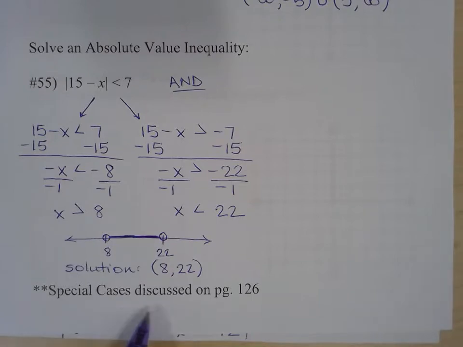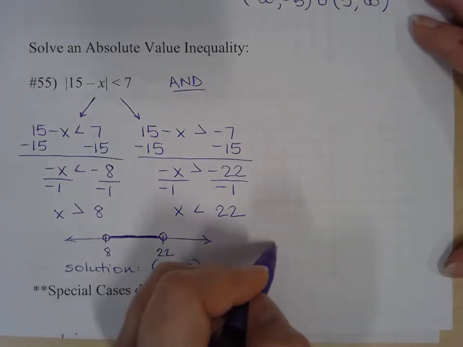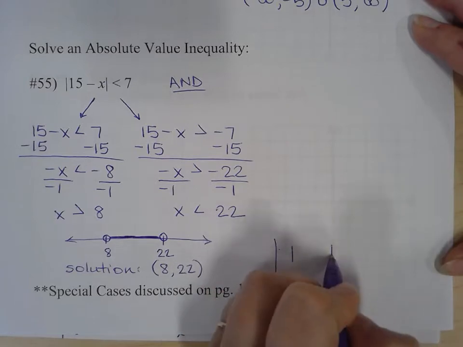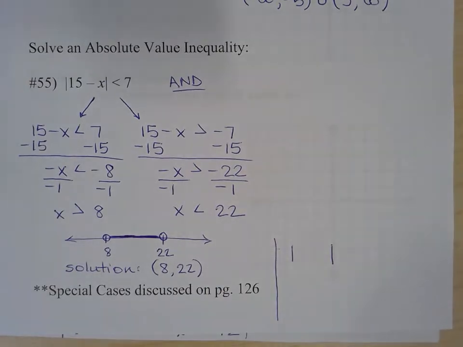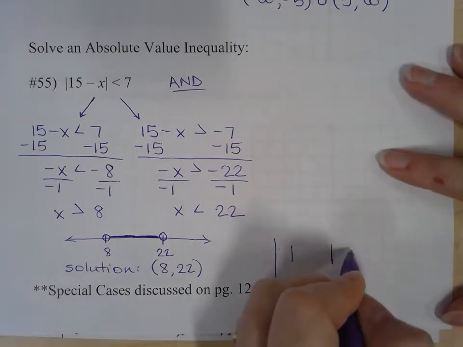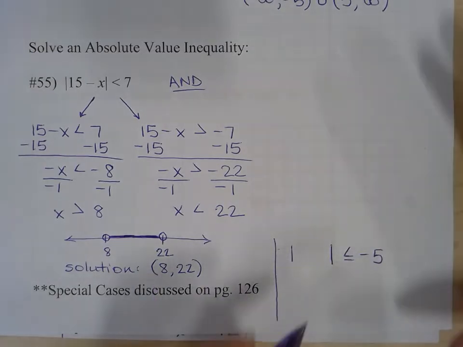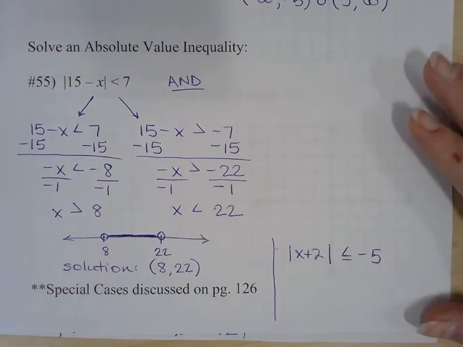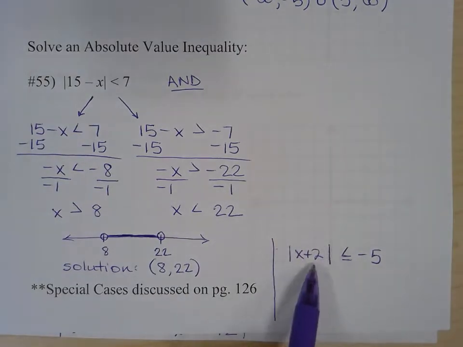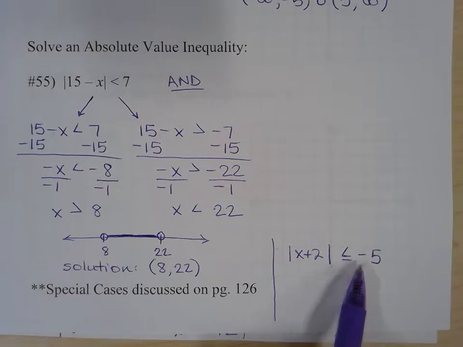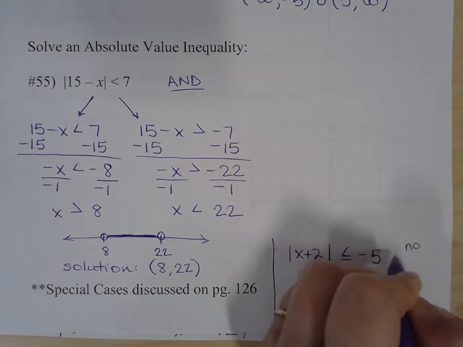Okay, now there are some special cases that are discussed on page 126. This is section 2.4 in your textbook. Just a side note here. All right, so if I have an absolute value, and I want to know something like when it's less than or equal to negative 5, no matter what this is, I'll just put something in. Let's say it's x plus 2. The absolute value is always positive. It's never going to be smaller than a negative number. Right, so that's one of those special cases. So in this case, there would be no solution.